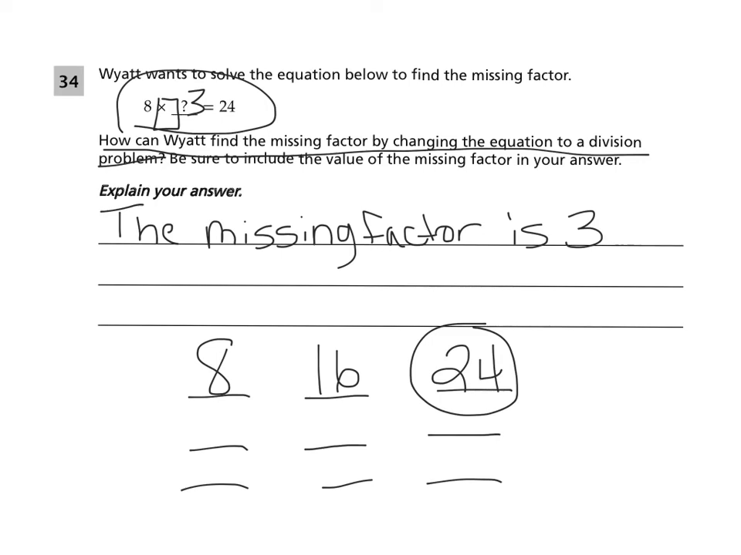You can say because 24 divided by 8 equals 3. It says, how can Wyatt find the missing factor by changing the equation to a division problem? So that's what we did here. It also asked us to include the missing factor. That's what we did here. So we have both parts.